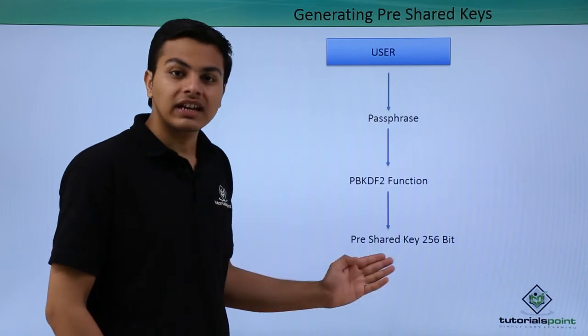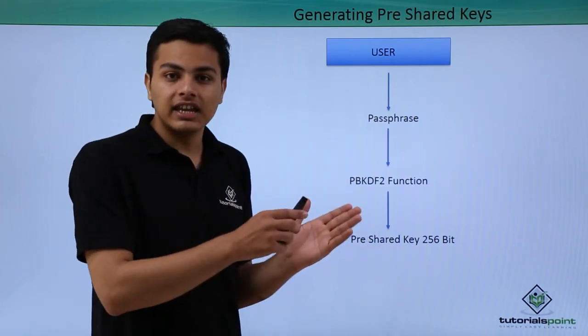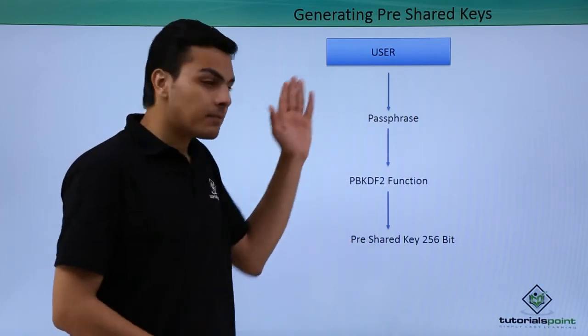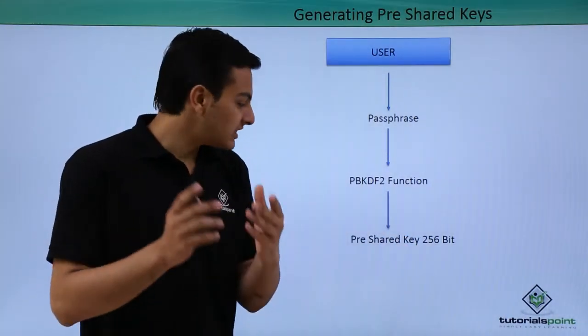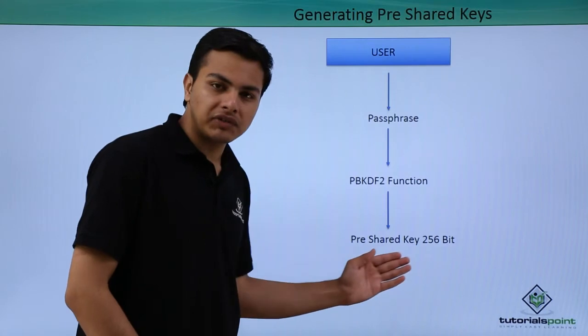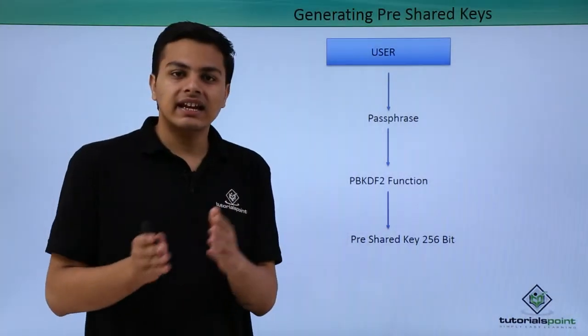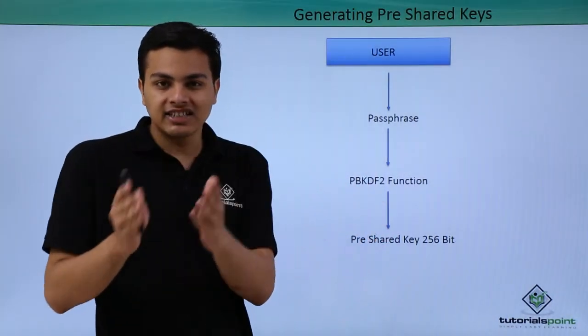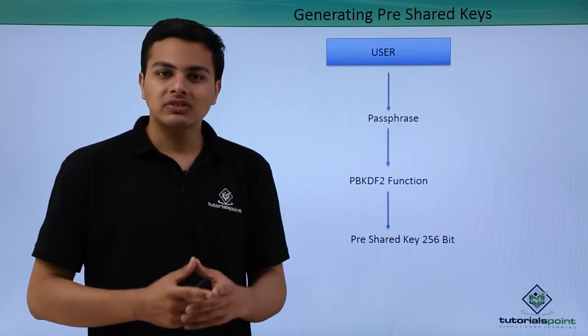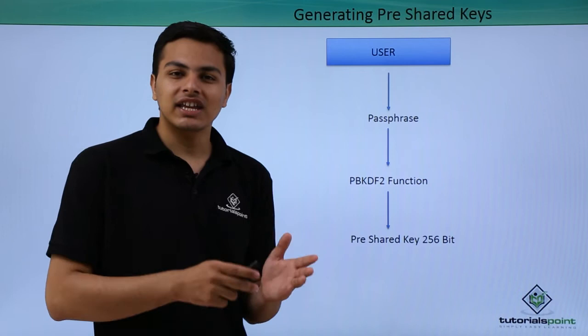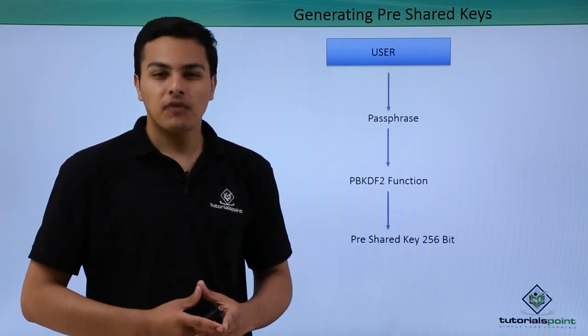So this was on the client side, but similarly on the access point side the same process takes place. The access point also generates the same pre-shared key of 256 bits, and if these two keys, on the client side as well as the access point side, match, then the next process takes place, and that process is encrypting the communication, called the four-way handshake.